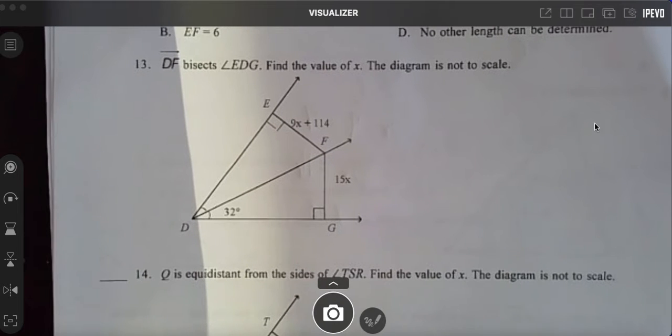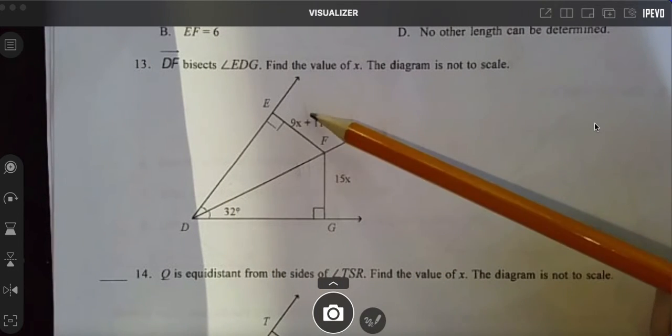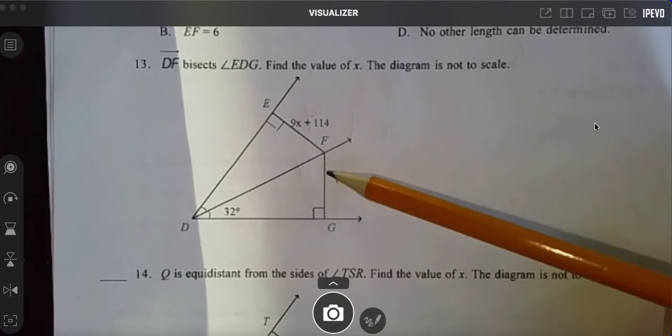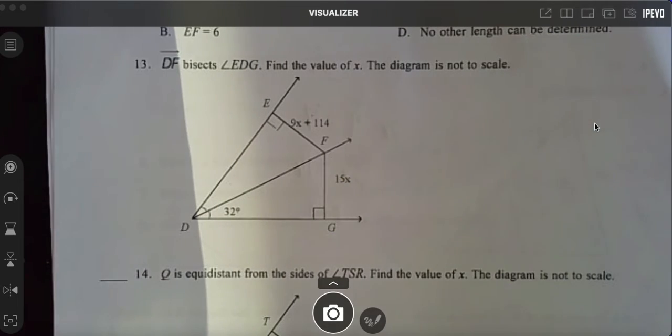DF bisects EDG. If it bisects it, that means this is 32 and this is 32. Cuts it into 2 equal parts. So what do we know about these two things? You're going to set them equal. Most of the time, that's what happens.